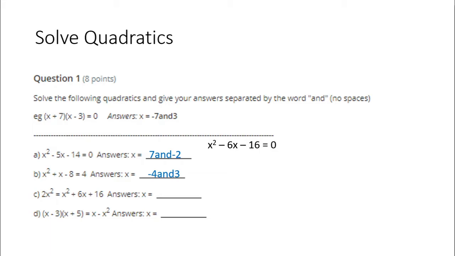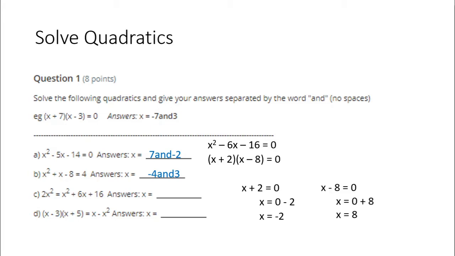Okay, now let's factorize. Multiplies to make negative 16, but adds to make negative 6. Positive 2 and negative 8 are the numbers inside the brackets, but those are not our solutions. x plus 2 equals 0, which means that x is equal to negative 2, or x minus 8 equals 0, which means that x is equal to positive 8. So my two answers, negative 2 and positive 8. And finally, our last one is also going to be a quadratic, but it's not equal to 0. We'll need to expand those brackets out.